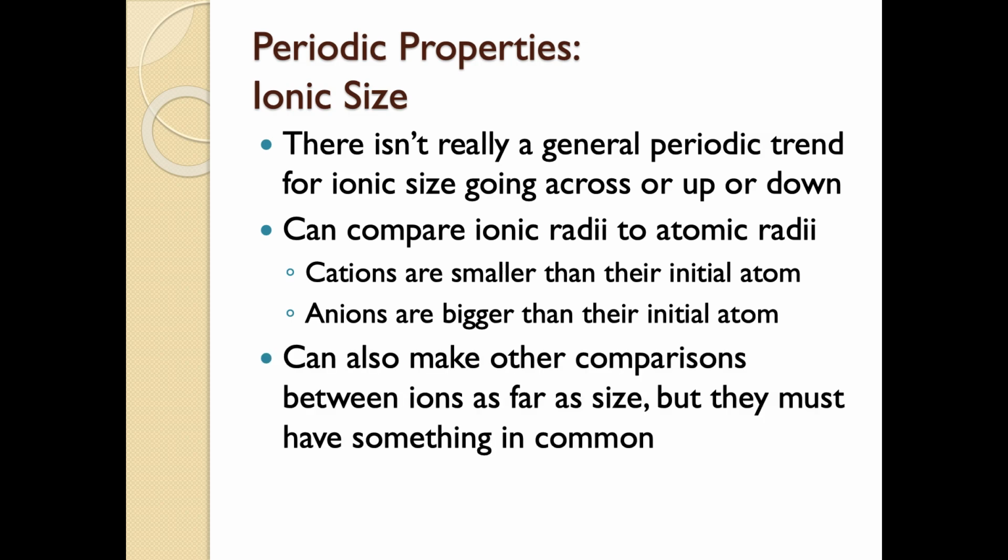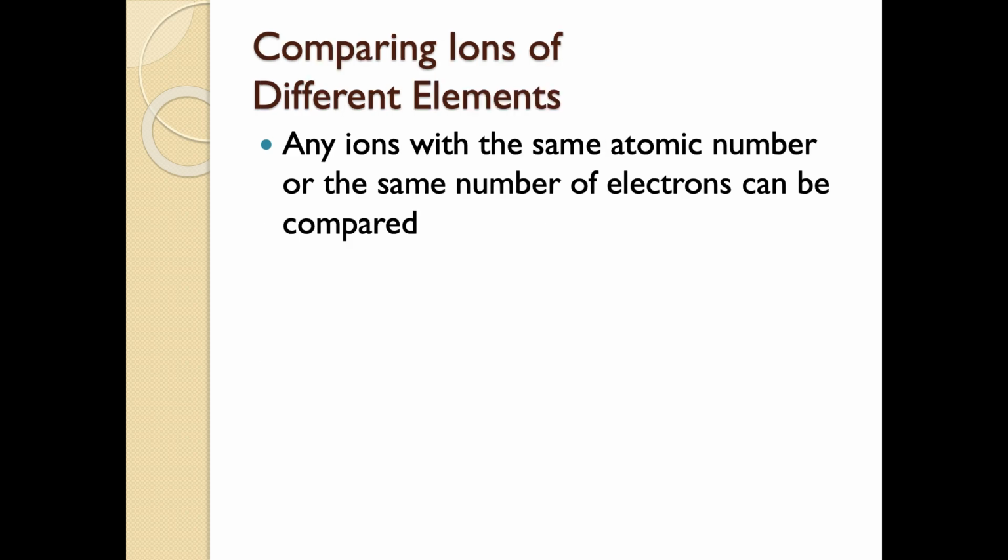Now, in terms of comparing size, when we're looking at ions in particular, usually they have to have something in common for us to be able to compare them. Like we can't choose any two random ions and expect to just immediately compare their sizes. It's a little bit more complicated because the starting atom sizes might have been very different. But if there are things in common, there are ways for us to make comparisons. So, for instance, any ions with the same atomic number or the same number of electrons can be compared.